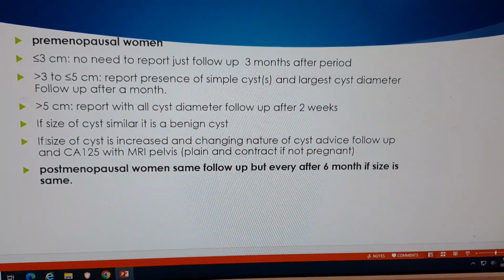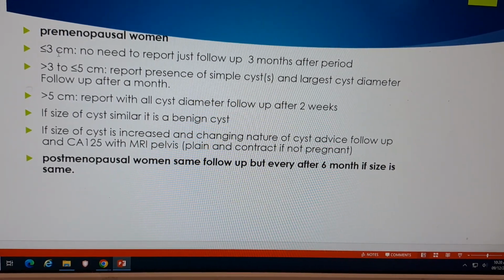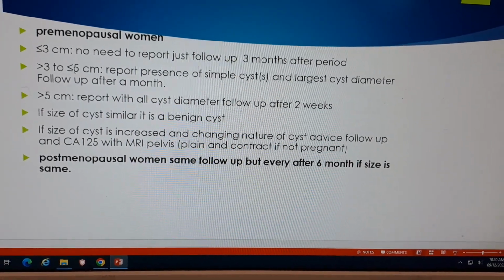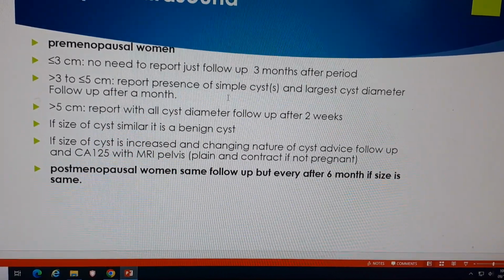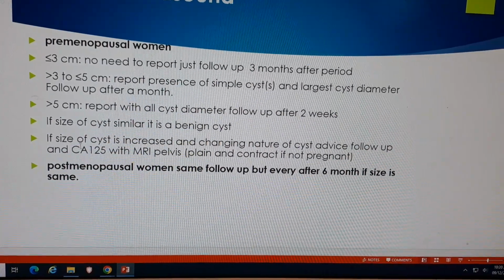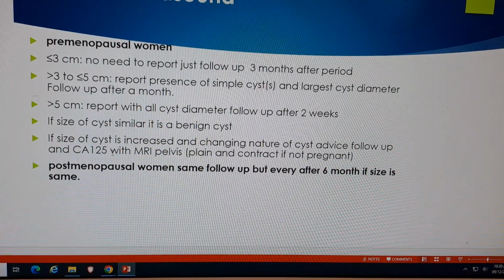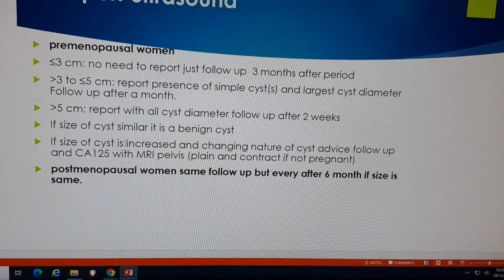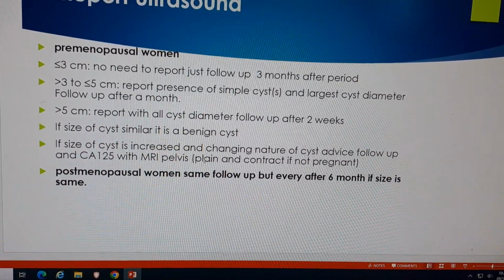How to report? First, you have to know whether the patient is premenopausal or postmenopausal. Second, you have to know the size of the cyst and mention the cyst size in the report, then mention the Doppler finding and how to follow up. If the cyst persists for more than 2 to 3 months, you have to advise a CA-125 to exclude any neoplastic disease, and also an MRI to exclude other pelvic pathologies.